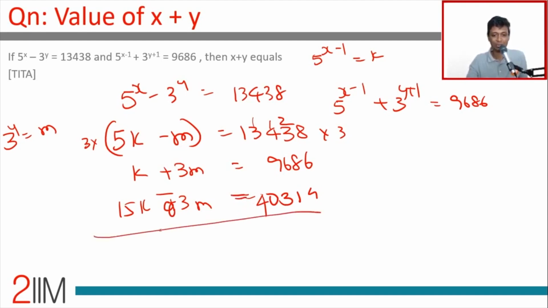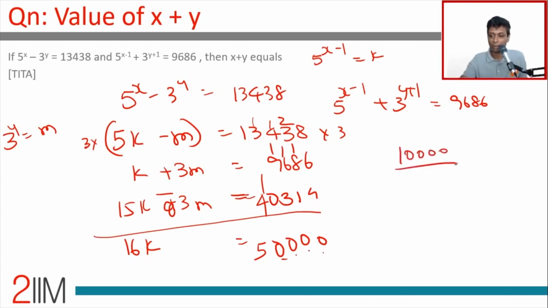Fine. Now we add these two, we'll get 16k equals 6 plus 4 is 10, 0 1; 9 plus 1 is 10, 0 1; 7 plus 3 is 10, 0 1; 9 plus 1 is 10, 0 1, 50,000. 16k is 50,000. We can divide this by 16 wonderfully. 10,000 by 16: this is 10 power 4 by 2 power 4, which is 5 power 4, 625. So k is 625 into 5.